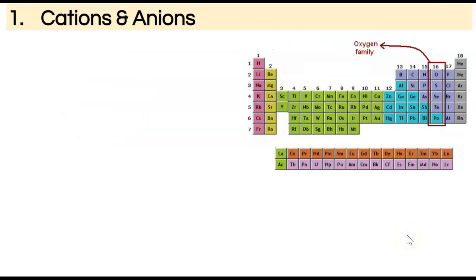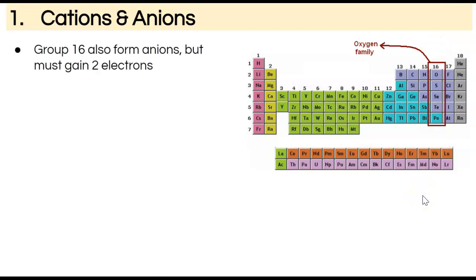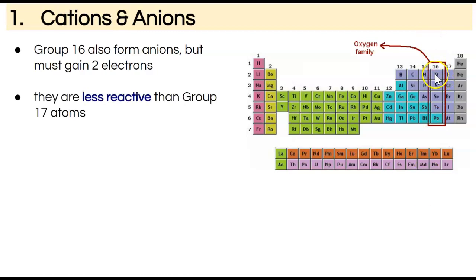The oxygen family, sometimes called the chalcogens, is going to form anions, but they have to gain 2 electrons to do it. They're going to be less reactive because it's harder for oxygen and sulfur and selenium and so on to gain 2 electrons. They also have fewer protons in their nucleus, so it's harder for them to pull the electron towards themselves. They're just like a weaker magnet.